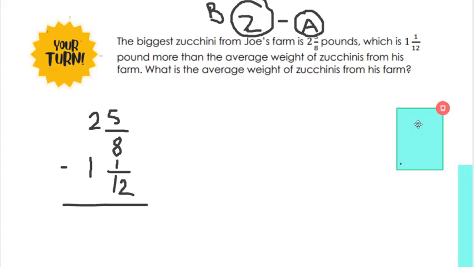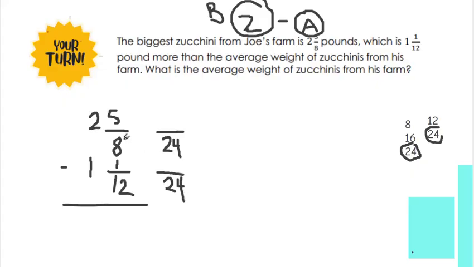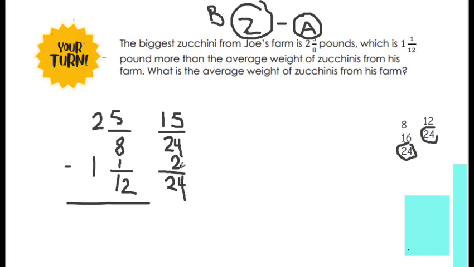So I go over here and I list all the multiples of each number. Some of you may have known it just by looking at it. I listed them all and I see that 24 is the smallest common multiple. So what I need to do is turn these fractions into equivalent fractions with a denominator of 24. So 8 times what is 24? 8 times 3. Multiply the 8 times 3, and then I multiply the 5 times 3. Whatever I do to the bottom, I need to do to the top, and vice versa. 12 times 2 is 24, and 1 times 2 is 2.